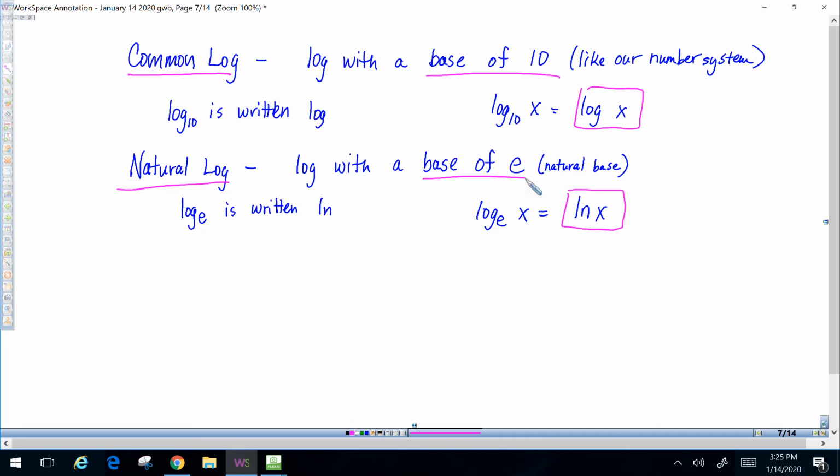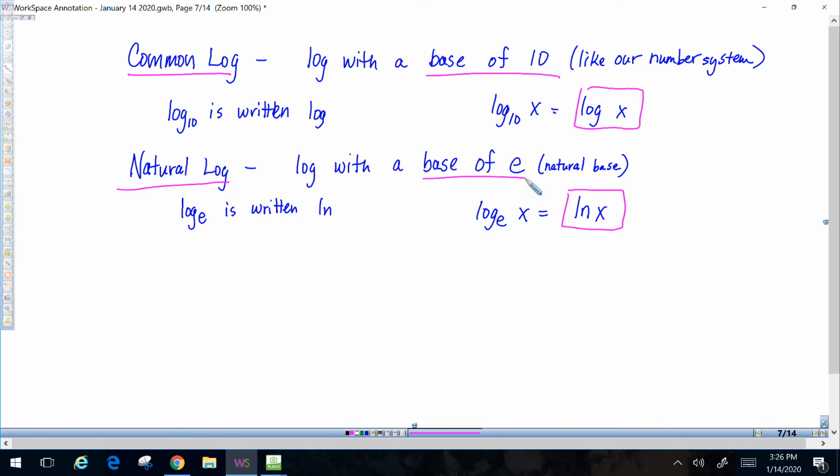Now because these are special, they have special names. Log base 10, we can just write as log. Anytime it does not have a base written there, it is assumed to be base 10. And then base E, instead of written this way, is written natural log. Now, ln stands for natural log.